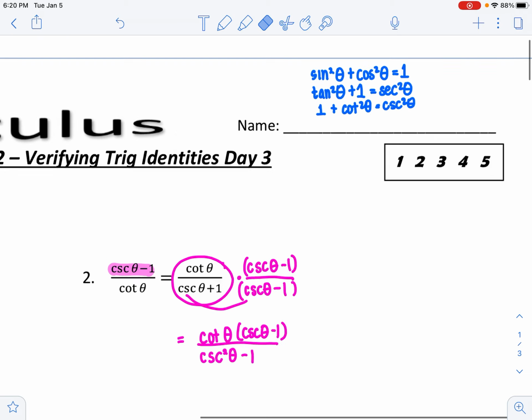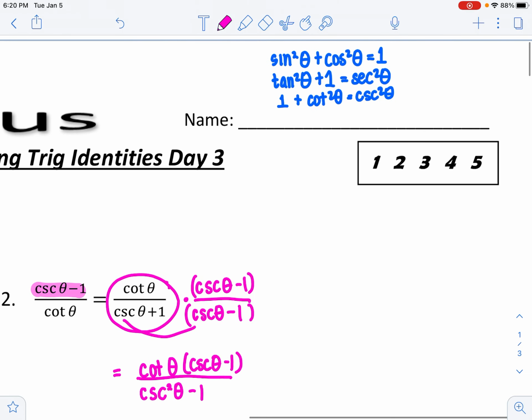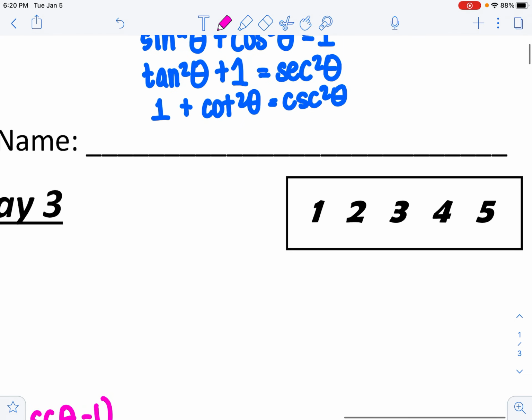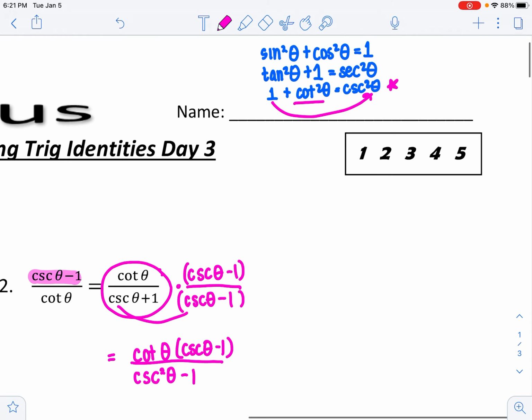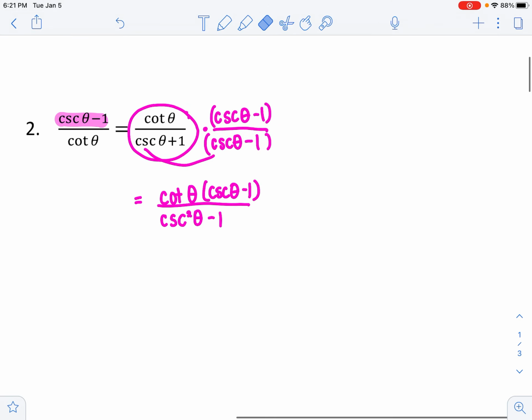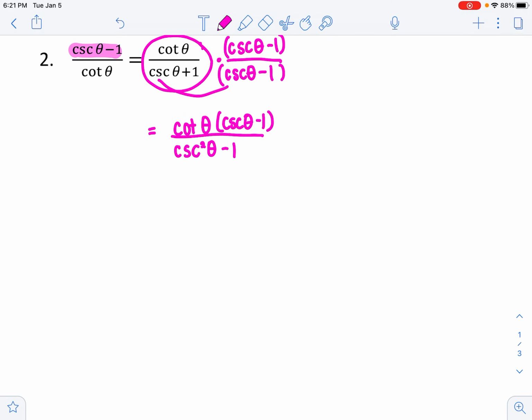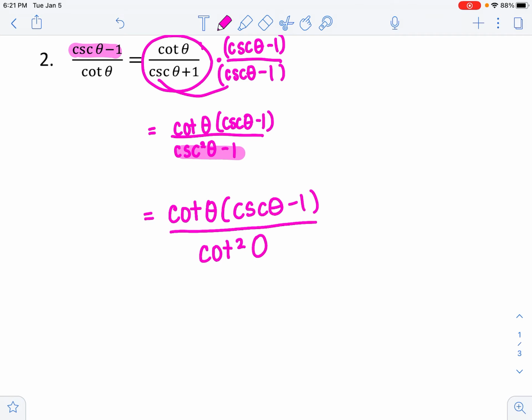So I go back to my trig identities. And I say, okay, which one has cosecant squared and 1? This one does. I need it to be cosecant squared minus 1. Cotangent squared would be on the other side. So this is replaceable with cotangent squared. That's what I'm going to do. I have cotangent of theta times cosecant of theta minus 1 over cotangent squared of theta.